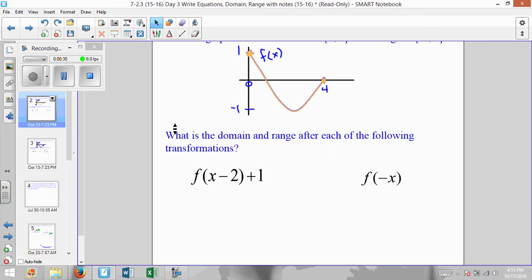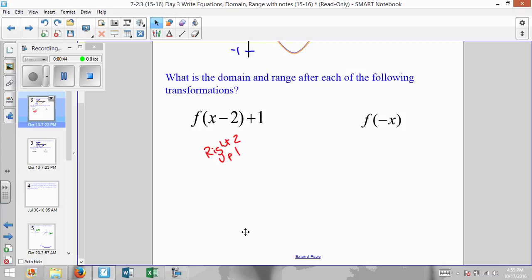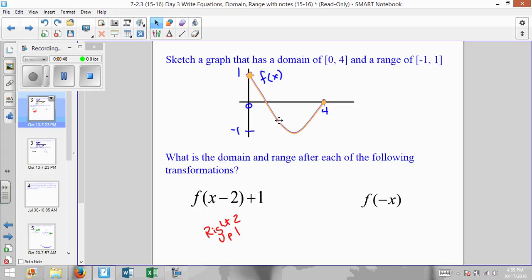So in this one, f of x minus 2 plus 1, what that does is that's going to move it right 2 and up 1. There's our explanation. So what does that do to domain and range? So if I actually try this, I move it right 2, so about there, and I move it up 1. So now I'm looking at this orange graph.